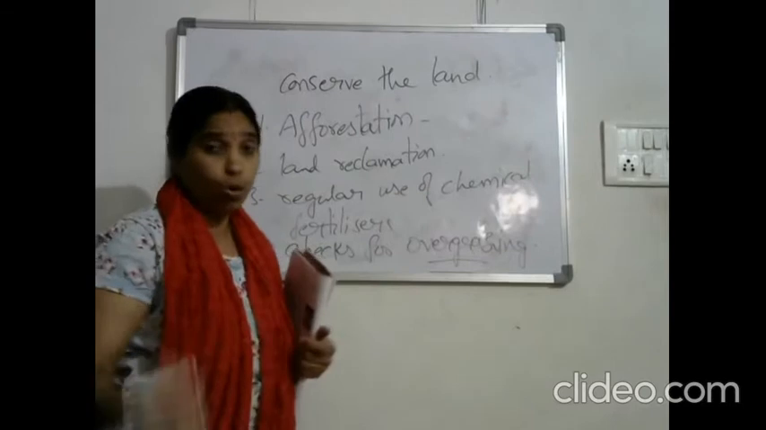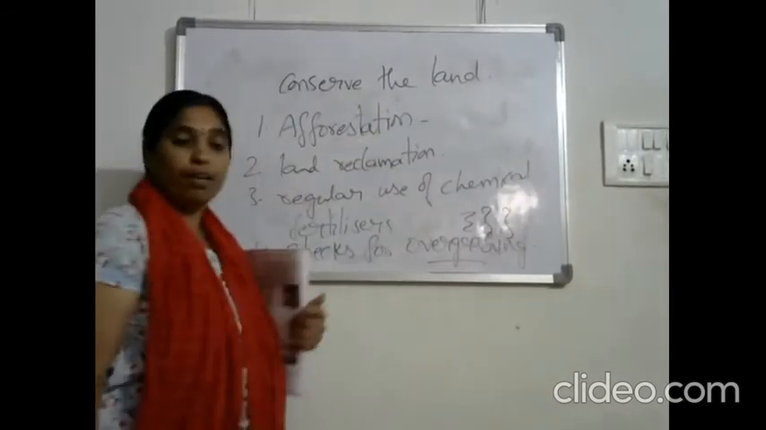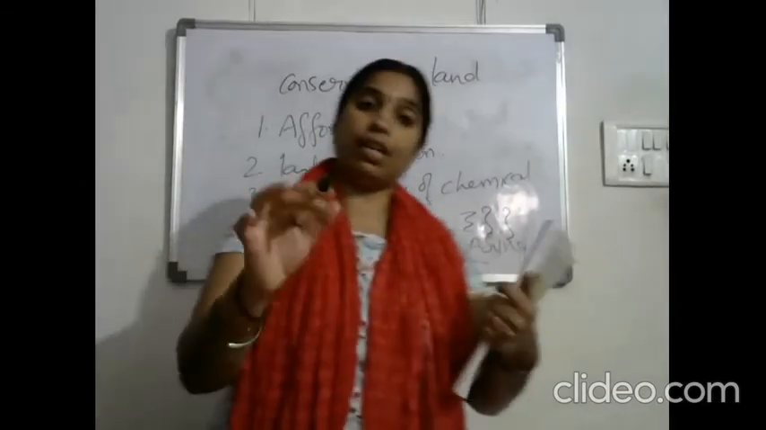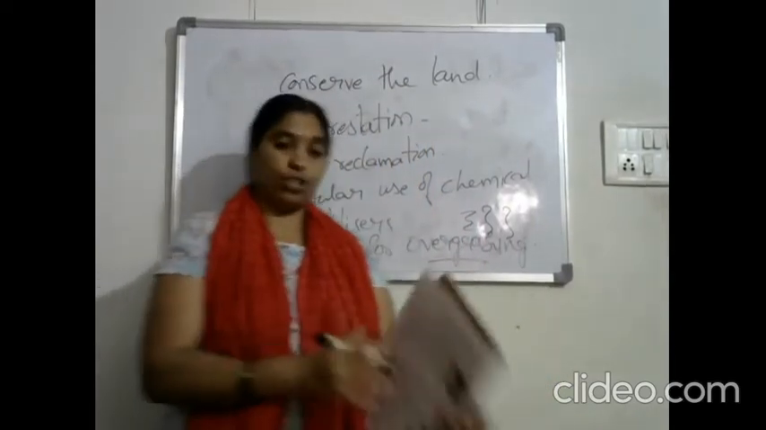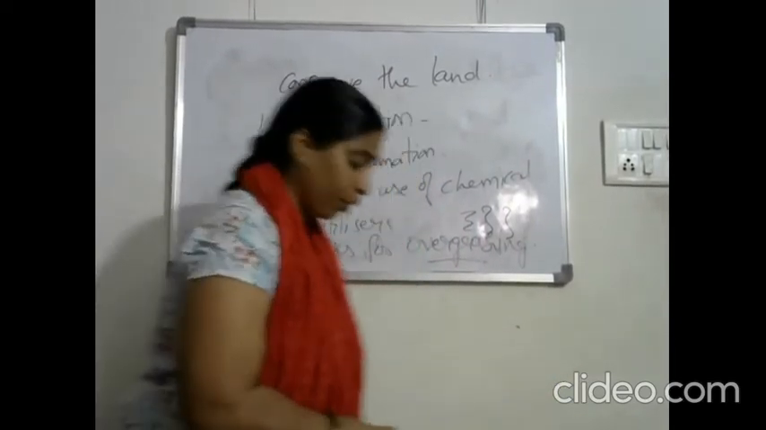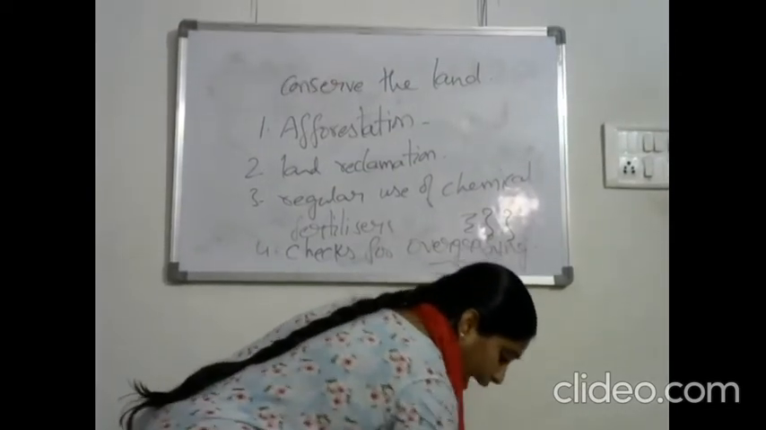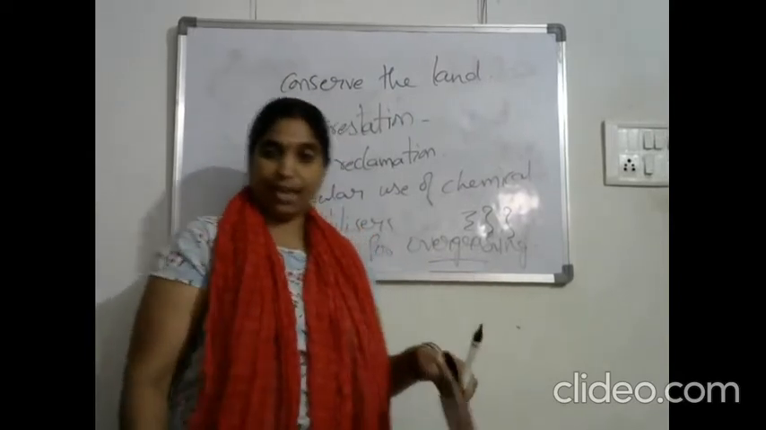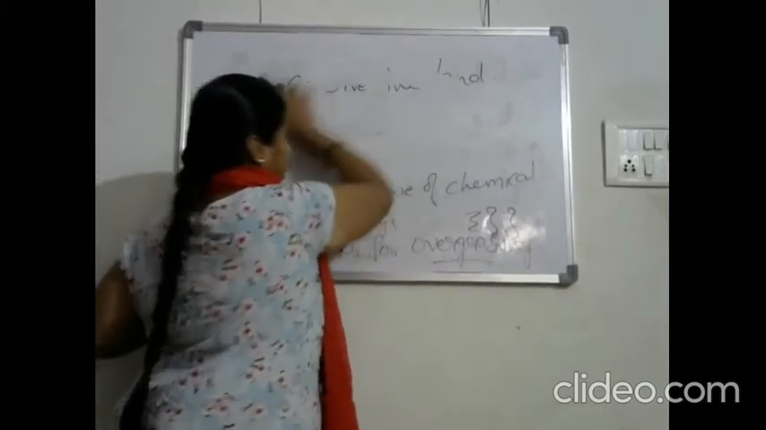If there are no trees, what will happen? The soil will get loosened, and further what will happen? The land will get spoiled. So the land will get degraded. So these are the ways for the conservation of the soil, conservation of the land. Okay, so I hope you all have understood what the land resources are, how to save the land resources, and why the land is getting degraded.